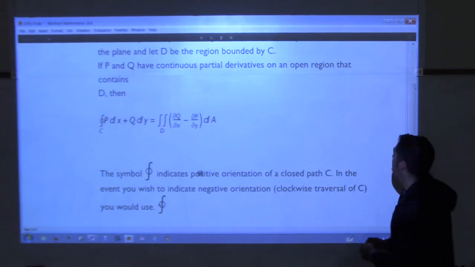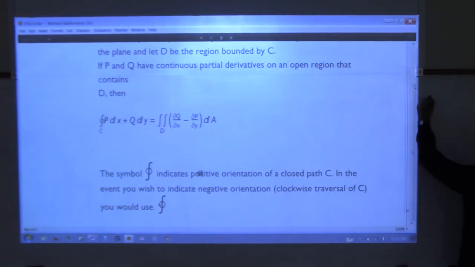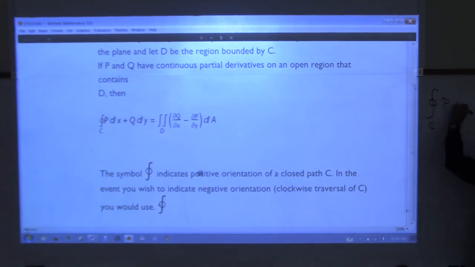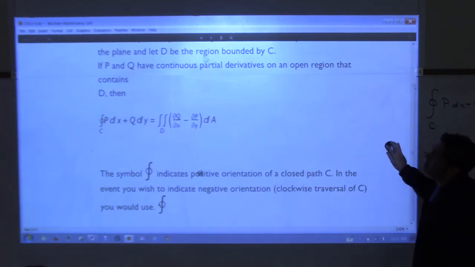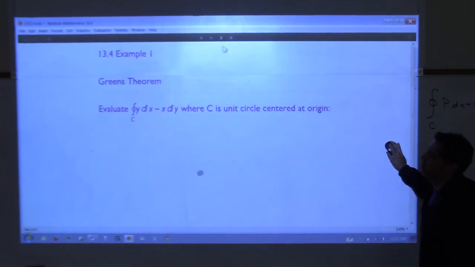I'm going to write this down. Partial Q with respect to x minus partial P with respect to y, with respect to area. Okay, that's Green's theorem right there. Let's see it in action. I think you can't appreciate this theorem until you see it in action.